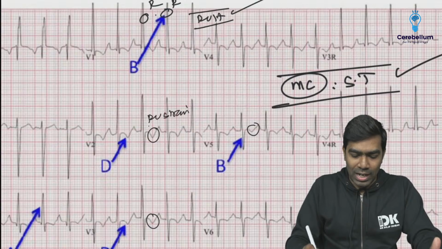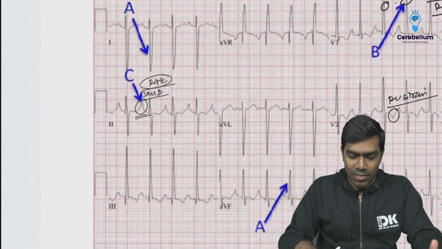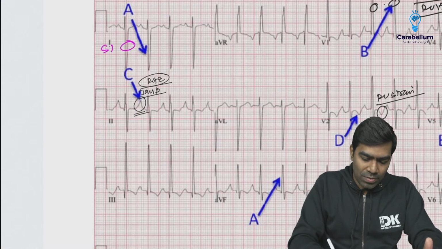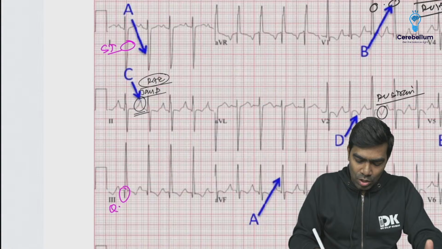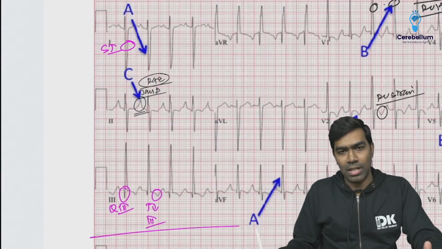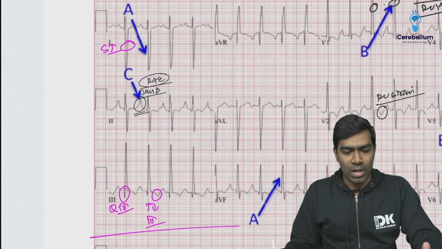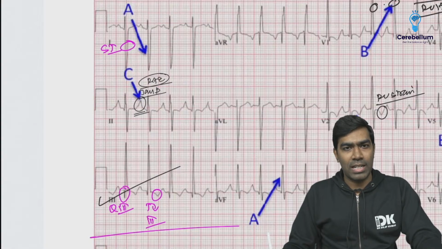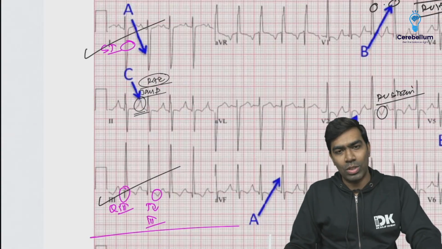And finally, you have the classic S1Q3T3 pattern, which is neither sensitive nor specific for pulmonary embolism. So this is the deep S wave, and you have a Q wave that's called Q3, and you have a T wave inversion that's called T3, the S1Q3T3 pattern. So a deep S wave in lead 1, along with a Q wave in lead 3 and T wave inversion in lead 3, is what we call the S1Q3T3 pattern.